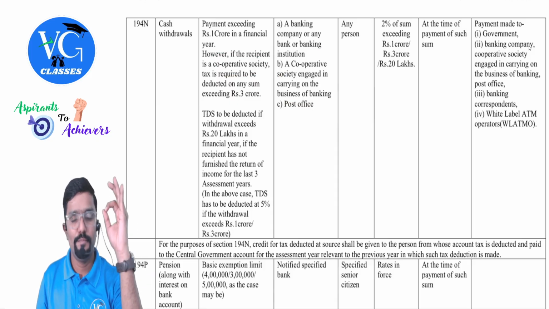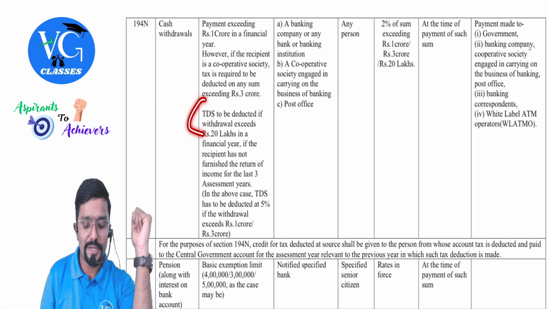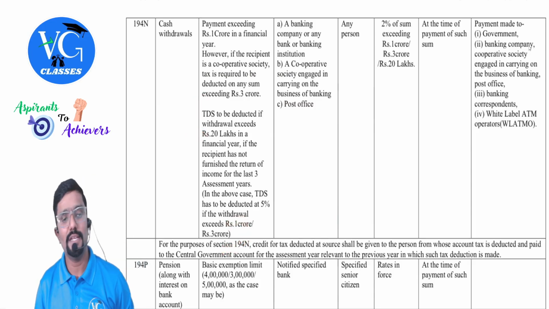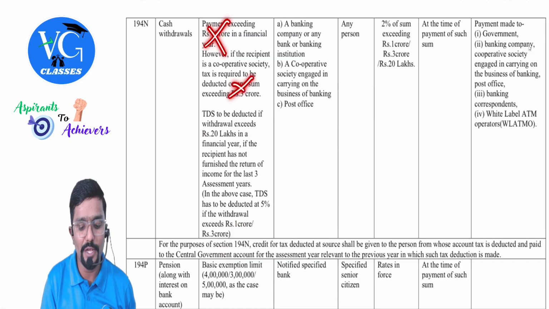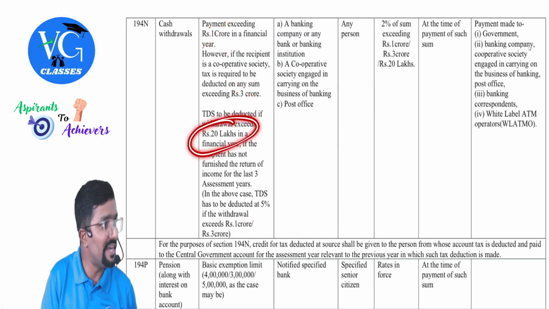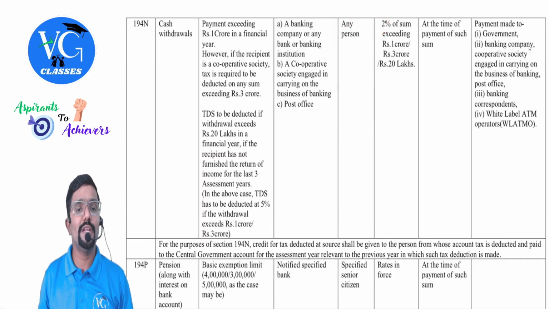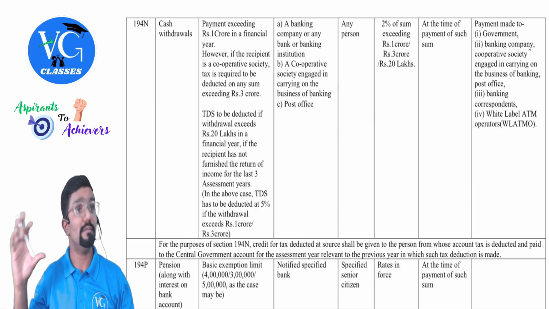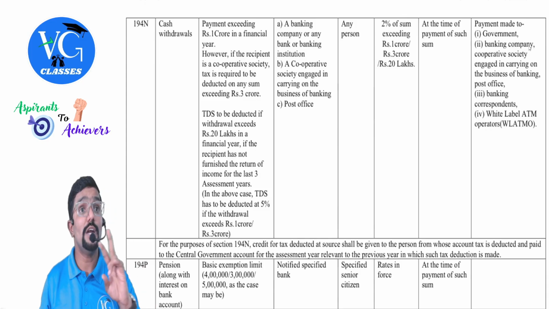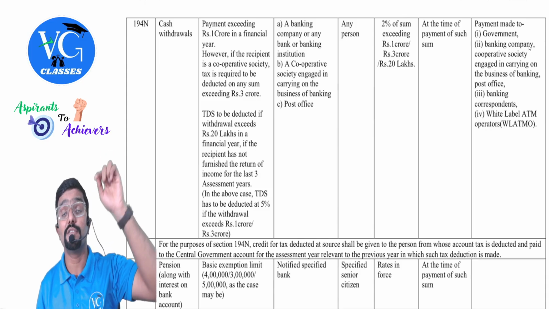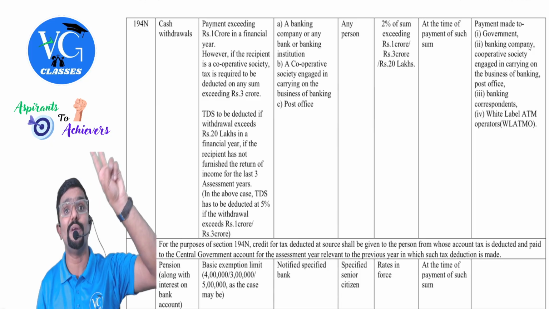Okay. Pay attention now. There is one special case where they are telling the threshold limit is not 1 crore or 3 crore. The threshold limit would be 20 lakh. Which is that special case? TDS to be deducted if the withdrawal exceeds 20 lakh in a financial year, if the recipient, that means this account holder, has not furnished the return of income for last 3 assessment years. He has not filed the returns for last 3 years, and in the current year is withdrawing more than 20 lakh.